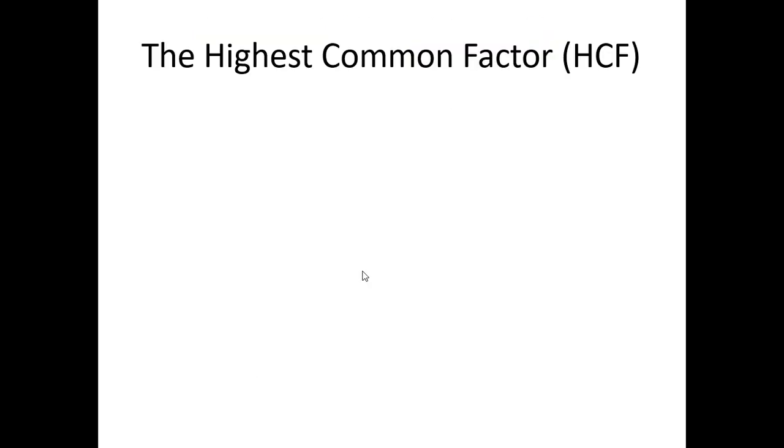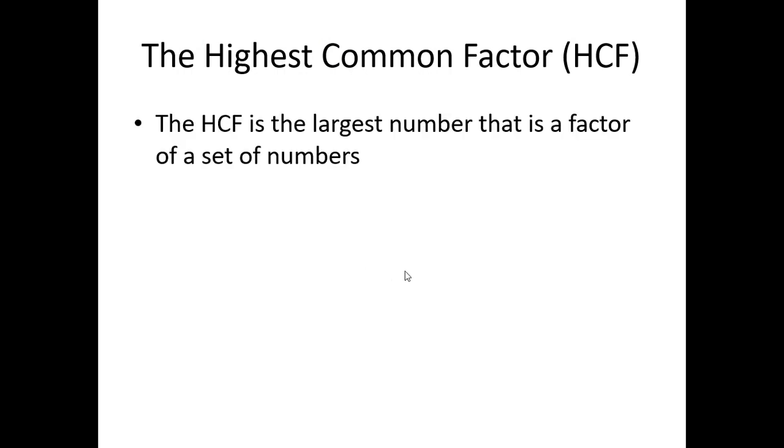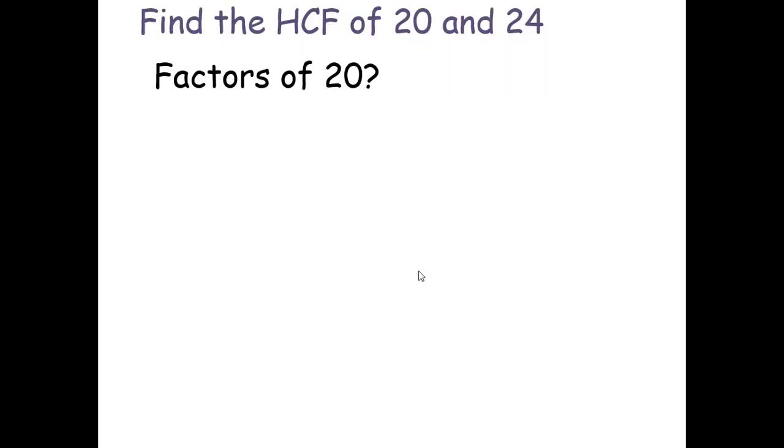Now, similarly, you've got the highest common factor, which can be shortened to HCF. The highest common factor is the largest number that is a factor of a set of numbers. So we're going to find the highest common factor of 20 and 24. What's the biggest number that's a factor of both 20 and 24?